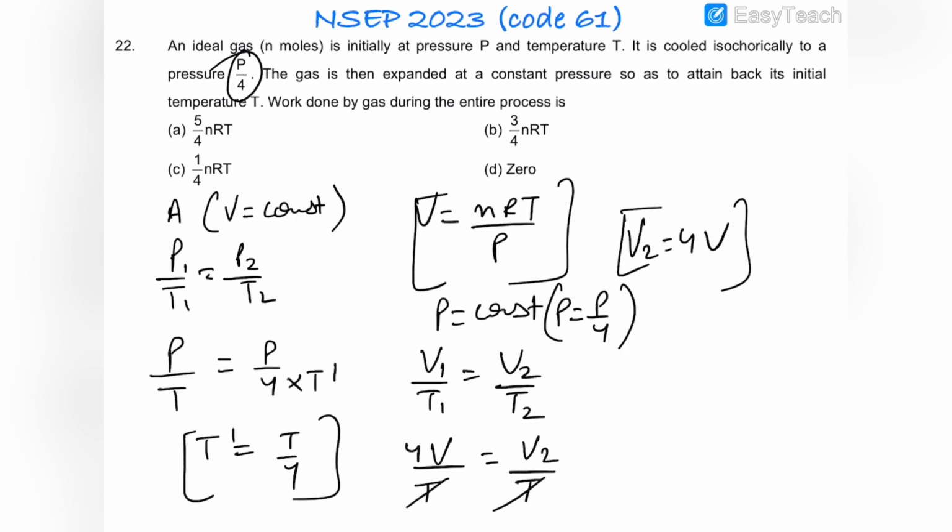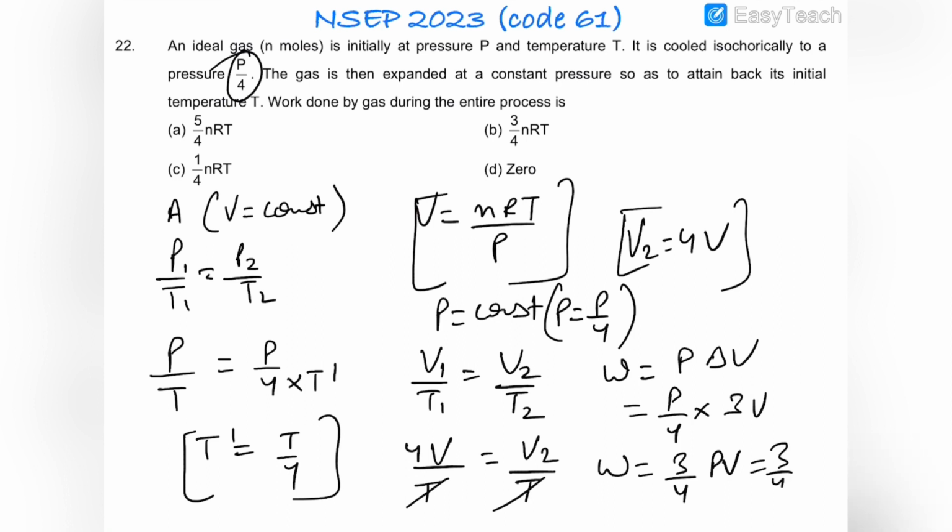Okay, so the work done, obviously we know that the work done in process A is 0 because volume is constant. So the work done is only in process B, in which pressure is constant, and the work done would be P delta V, and P here is P by 4 and delta V is 3V, because V was initially V and finally it is 4V. So the work done will be equal to 3 by 4 PV, and PV is equal to nRT. So this is 3 by 4 nRT. So the correct answer is B. Now let us move on to the next question.